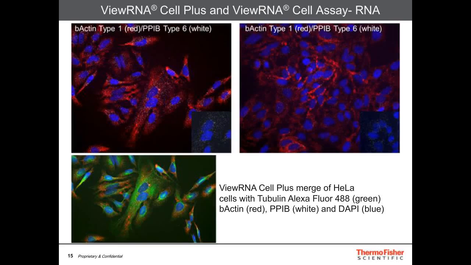This is an actual comparison looking at a housekeeping gene, and basically two housekeeping genes, beta-actin and PPIB. The beta-actin type 1 is in red and the PPIB type 6 is in white. And I have an inset box in each image showing the PPIB expression singly, just imaging that channel alone so that you can see it, because sometimes it's hard to detect the white on top of the red signal.